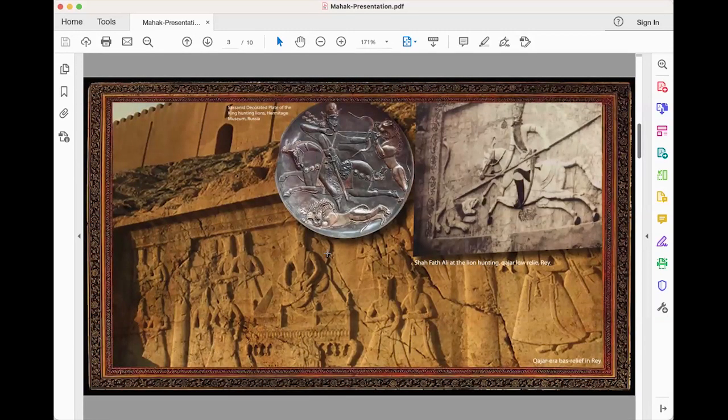Fatali Shah looked up to Sasanian kings and was inspired by their aesthetic. He had artists carve his figure. The prominent relief in Shahr-e-Rey, a city near Tehran, is one example of such artworks, which were created to resemble a Sasanian style.